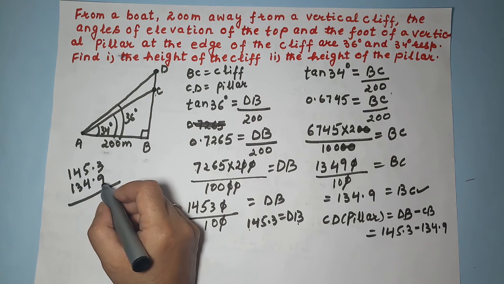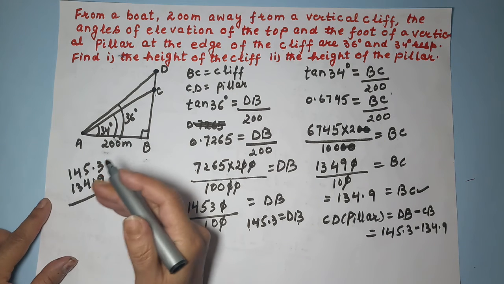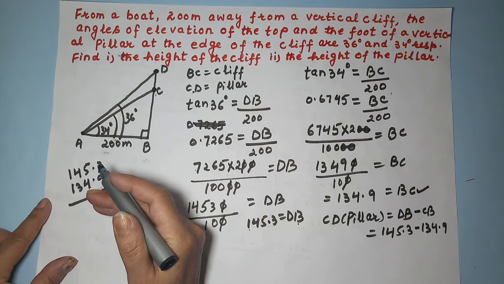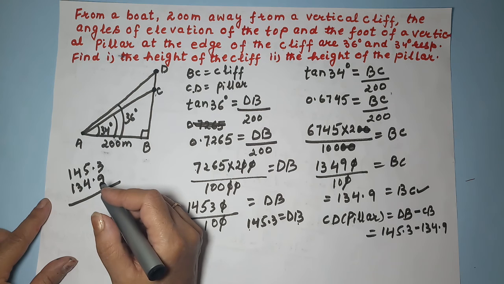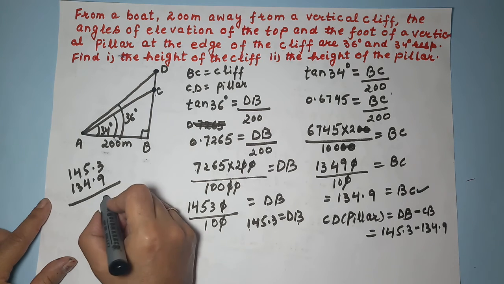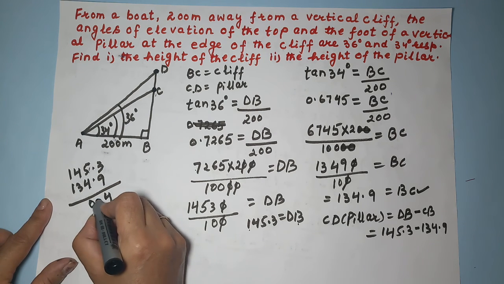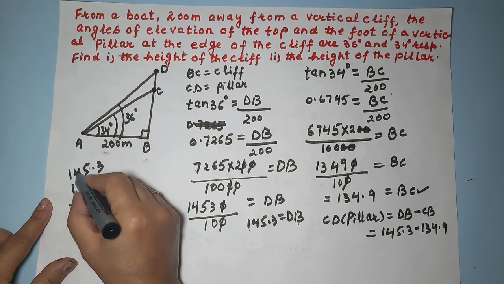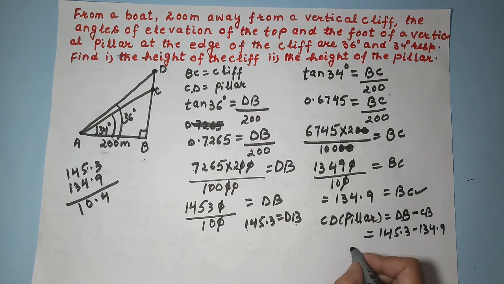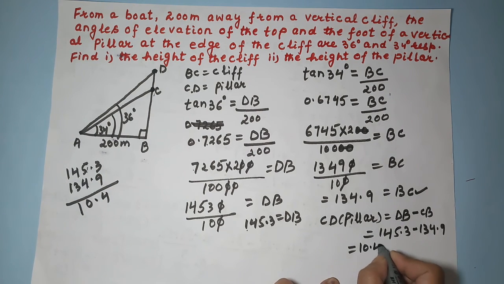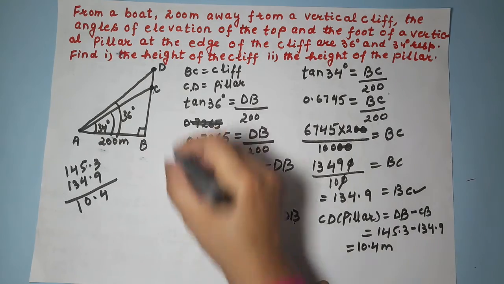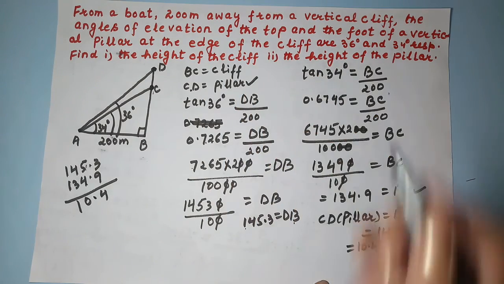So if you subtract 9 from 13, how much will you get? 4. If you subtract, this is 4, 4 minus 4 is 0, and then this is 1. So you got 10.4 meters as the length of your pillar, right?